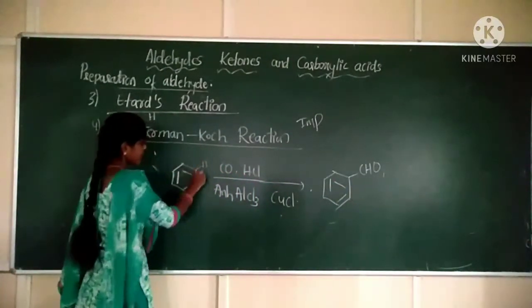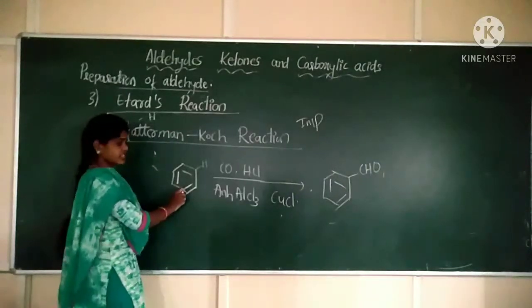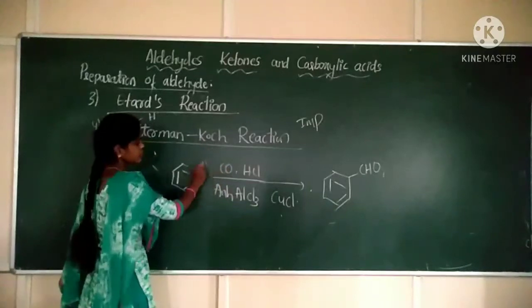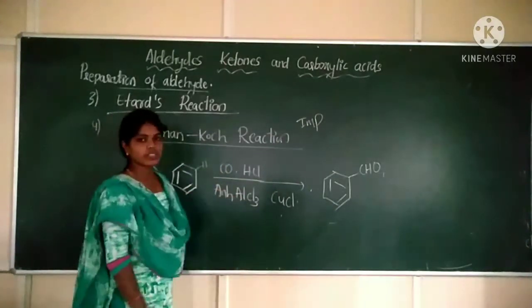Everywhere we have 6 carbons containing 6 hydrogens. So we have here a hydrogen. Just attach CHO to this one, and we will get benzaldehyde.